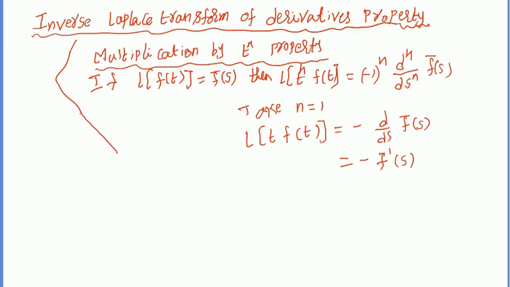If you take L from left to right, then L inverse of f dash of s is equal to minus t into f of t. So that's why you can call this the inverse Laplace transform of derivatives. From the multiplication by t power n property we can get the inverse Laplace transform of derivatives statement.